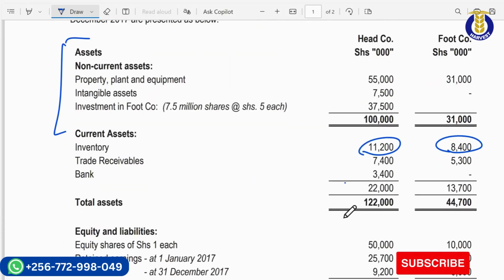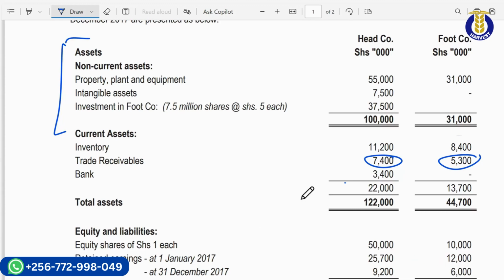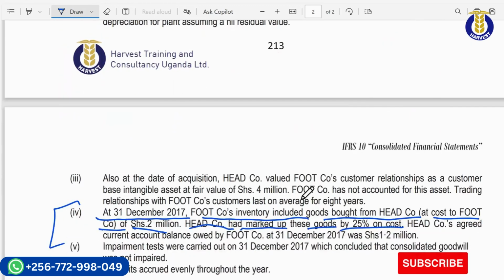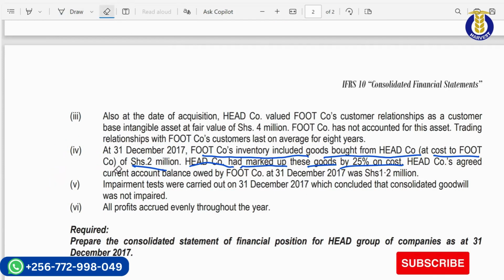Bringing you back to our question here, you can see that for avoidance of doubt, the trade receivables of head company are 7.4 million, and the trade receivables of food company are 5.3. So you pick the figures as they are, then you eliminate any intra-group receivables arising out of the transactions between the parent and the subsidiary. But how do I know that this is the intra-group receivable? You will be told in the additional information. In the exam, try to be smart and alert enough to look out for that information.